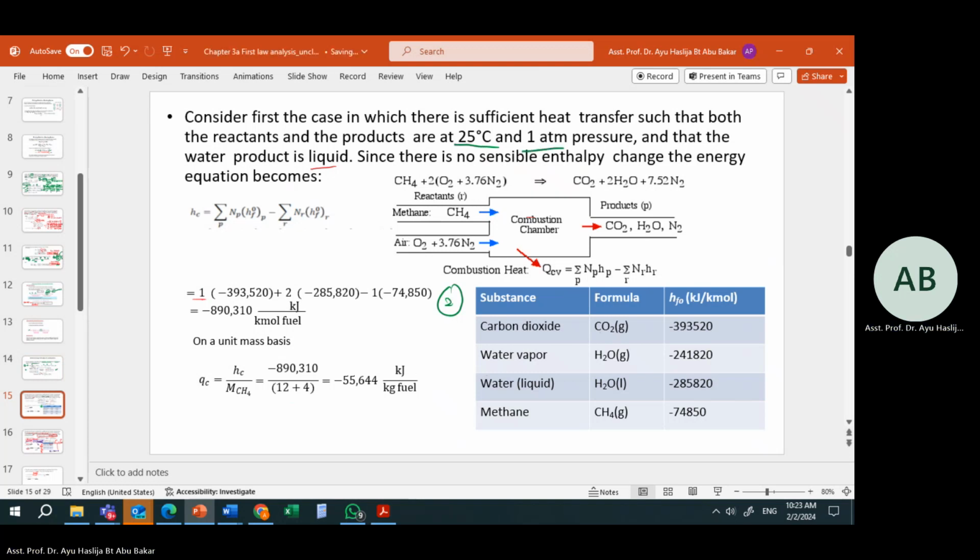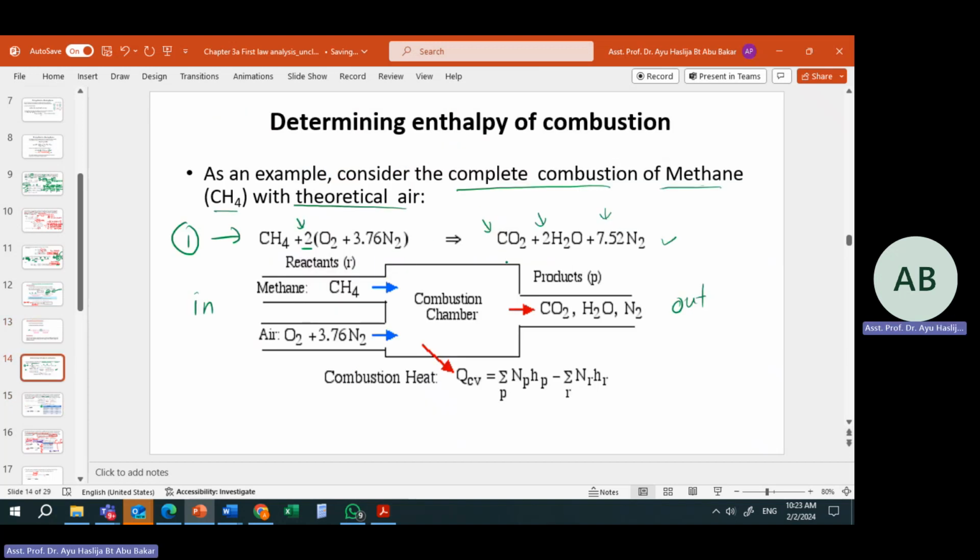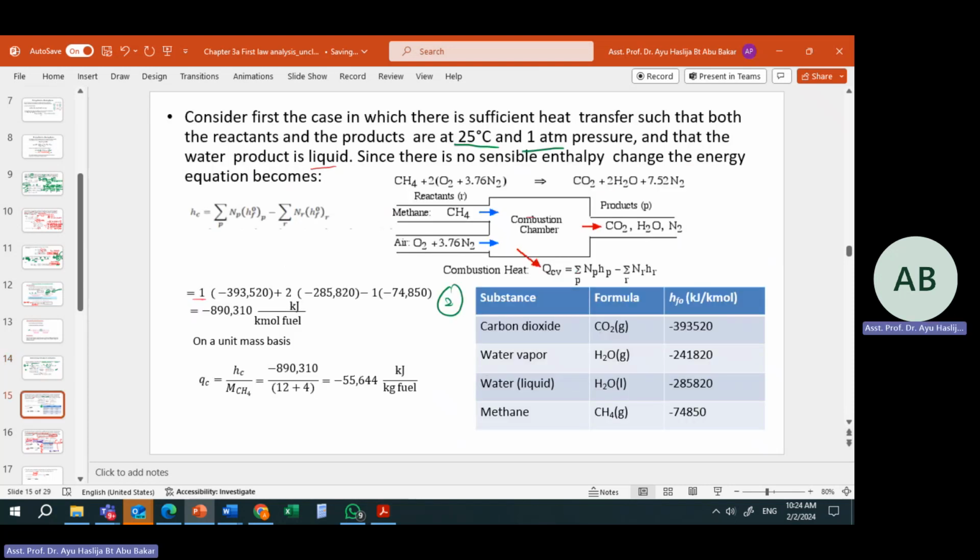And then here, sorry, here it also doesn't mention whether the H2O produced is liquid or vapor. If there is no statement at all, you can assume on your own. Okay, here it assumes water product is liquid. Why do you need to assume either one of the phases? Because the H later on will be different for vapor and liquid.